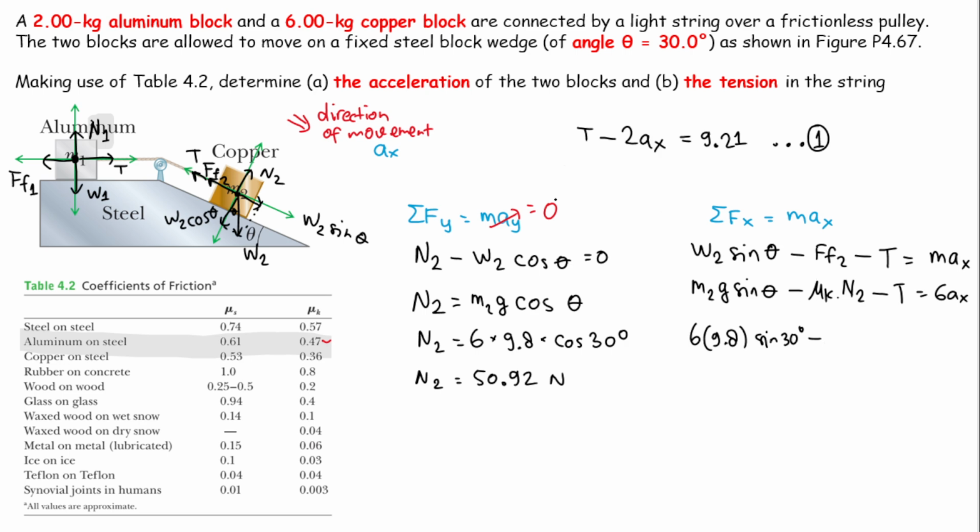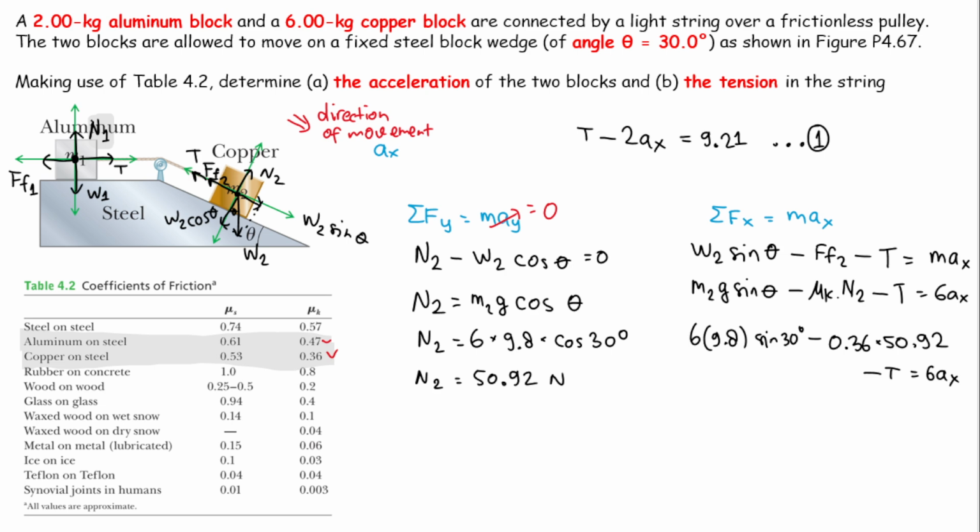And then mu K. This is between steel and copper. Copper on steel here, which is this one. And I will have 0.36. Good. And then N2 here is 50.92. So I'll have 50.92. And then, okay, I will have minus T here. Let's continue here. And that will equal 6AX.